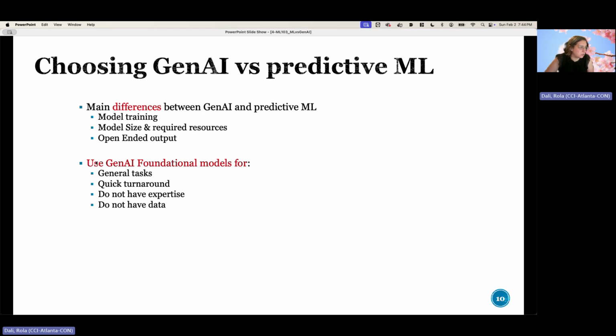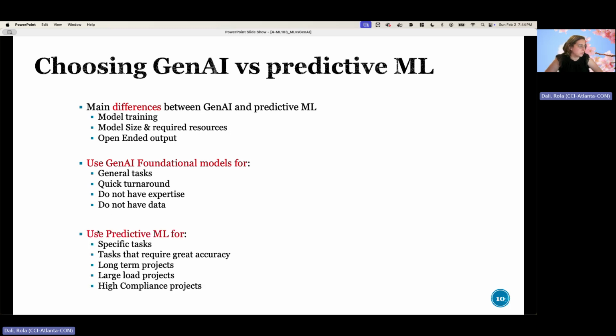What I recommend to people is use GenAI foundational models for general tasks, for quick turnaround. So if you don't have the time to get your data, to train the model, to evaluate it, to deploy it, to run that whole cycle, then a foundational model that is ready to go is a good option. If you don't have the expertise, then something that is pre-done is better. But if you can find a predictive model that's pre-trained, it's going to be cheaper, and I'll show you an example. And if you don't have data, then foundation models are a good idea.